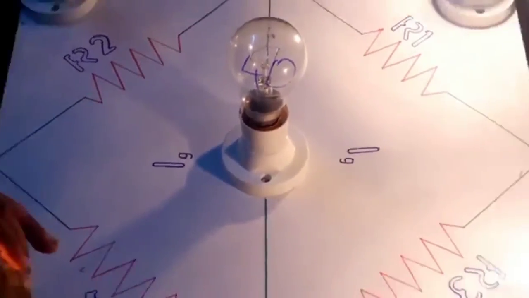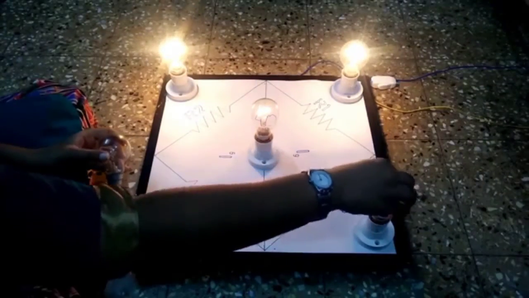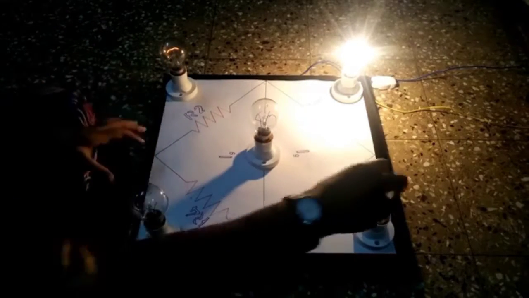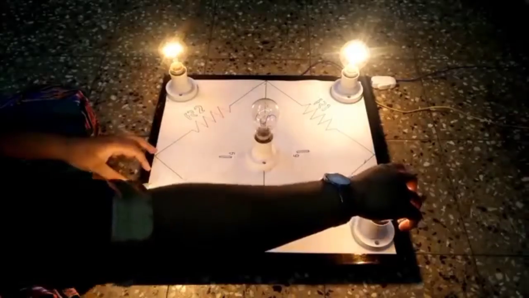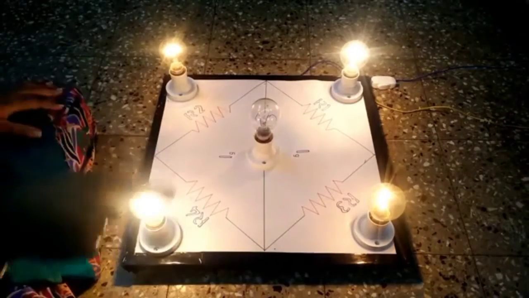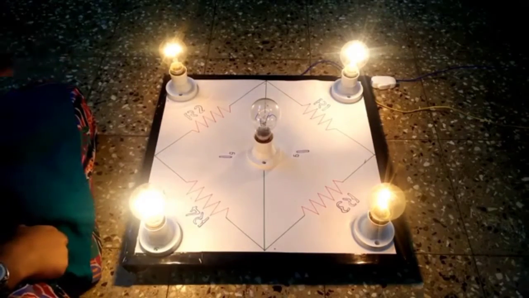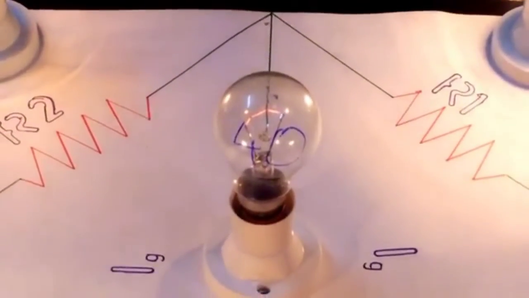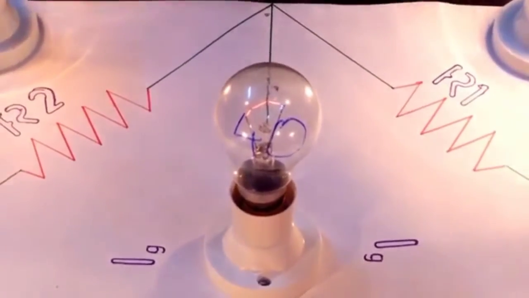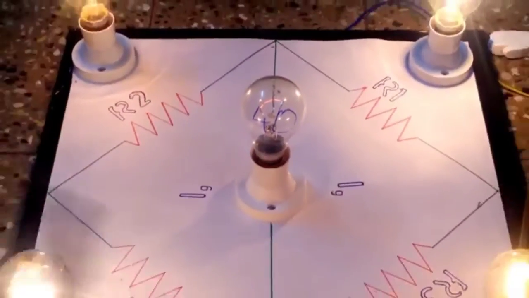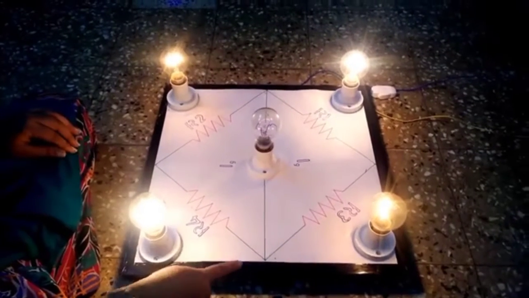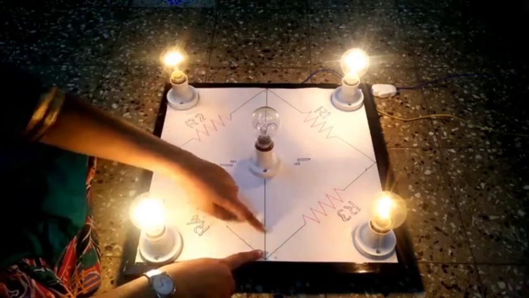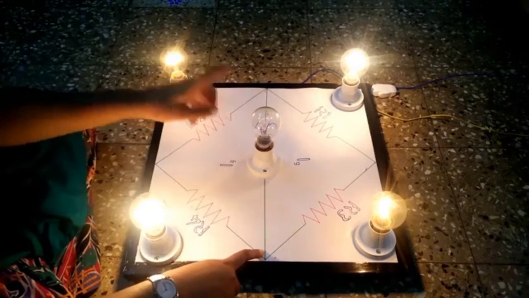But when I exchange the positions of R4 and R3, you can see that these bulbs start glowing, and in turn the bulb in the middle also starts glowing. The bulb in the middle acts as a galvanometer in a Wheatstone's bridge. So when I exchange the position of the bulb, an imbalance was created, and due to the imbalanced condition, the current flows through this path and this bulb starts to glow.